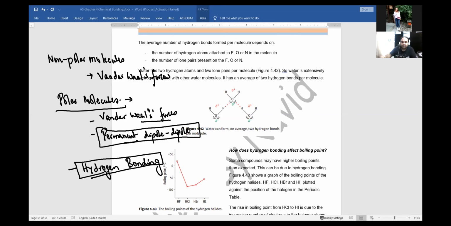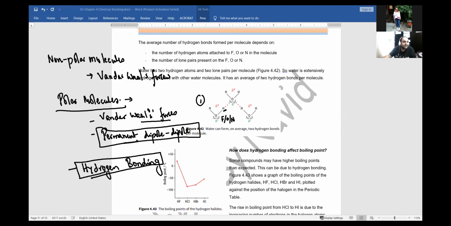Very good. One of the molecules has to have a hydrogen atom bonded to fluorine, oxygen or nitrogen. And the other molecule has to have a lone pair on a fluorine, oxygen or nitrogen atom. If this is molecule number 1, here hydrogen is bonded to oxygen, but it could either be bonded to fluorine or oxygen or nitrogen.